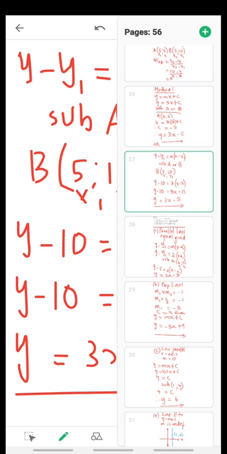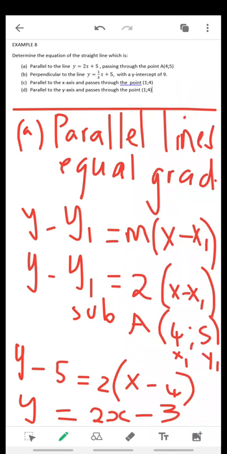Now, the next thing is example 8. Let us look at example 8. Determine the equation of the straight line which, so it's like we are finding the equation of a straight line given certain conditions. So the first condition is which is parallel, meaning that straight line is parallel to another line. Okay, and that line has the equation y equals 2x plus 5, and the one that we are looking for passes through the point 4, 5, which is point A.